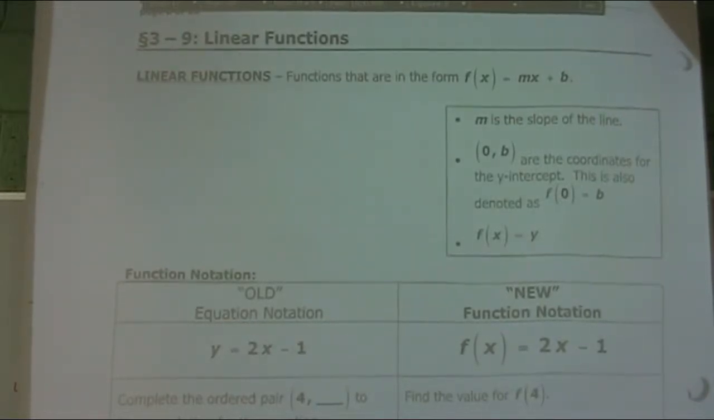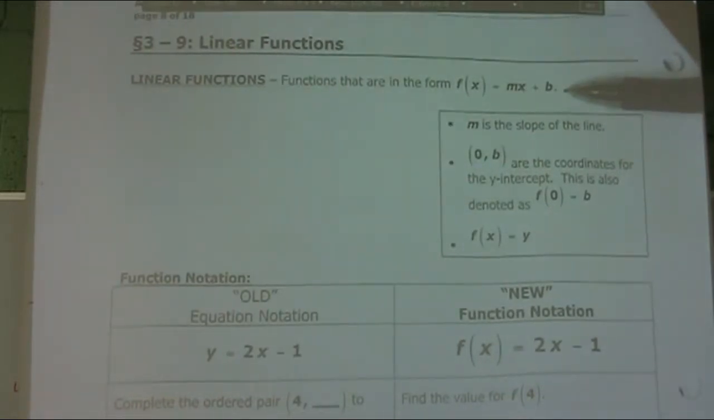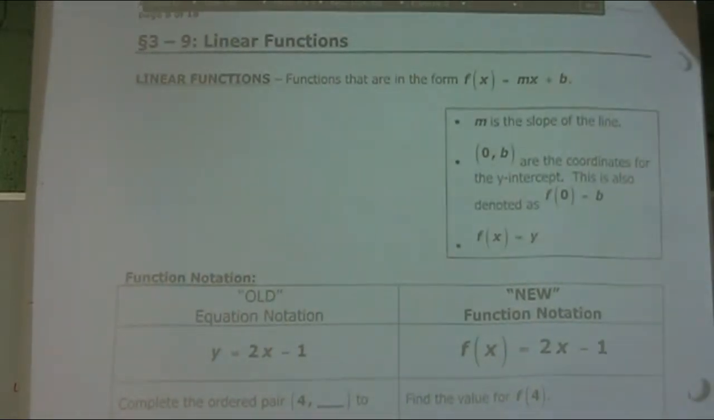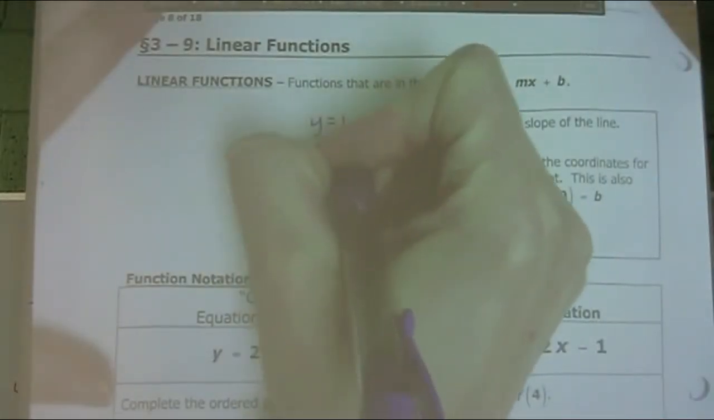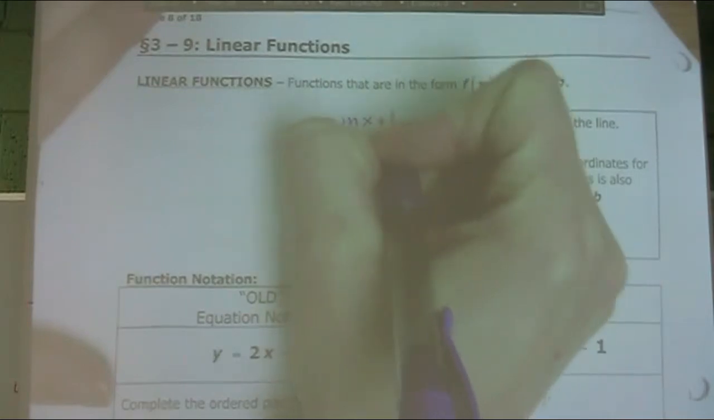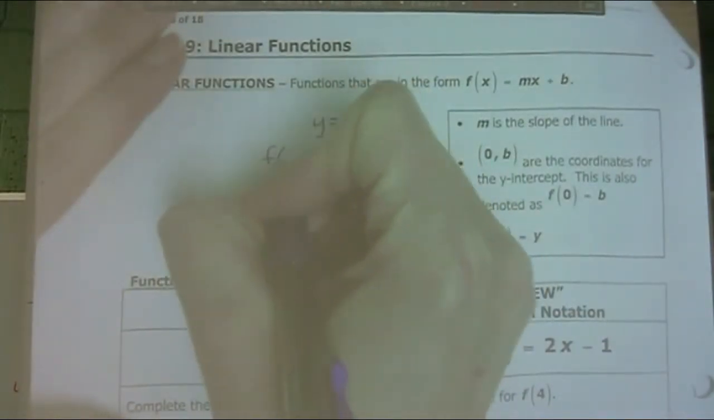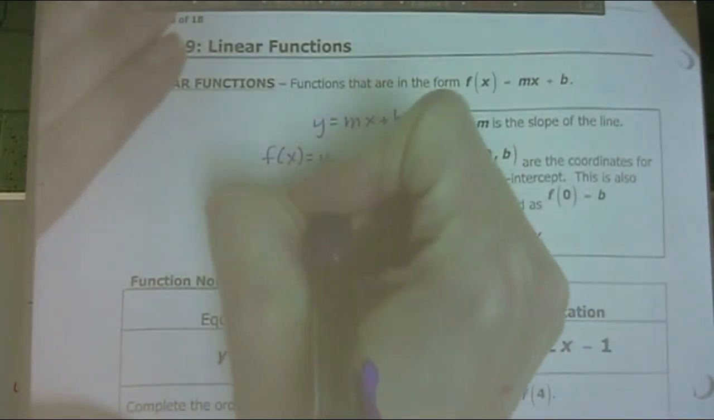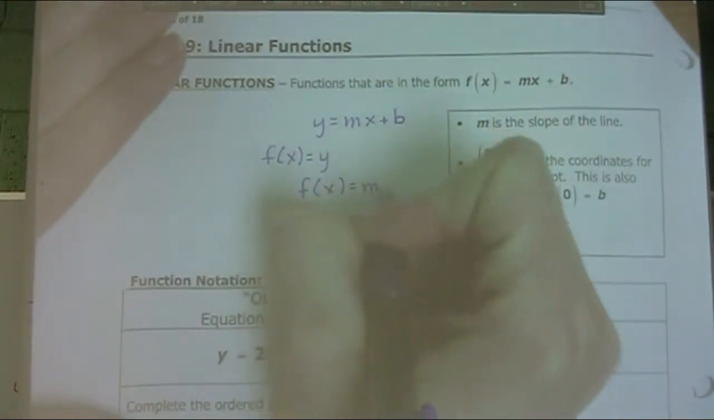So what we're going to talk about today is linear functions. A linear function is a function in the form f of x equals mx plus b. You remember this as the slope-intercept form, which was y equals mx plus b. But instead of y, we're going to use f of x, because f of x equals y. So for that reason, we're going to have f of x equals mx plus b.